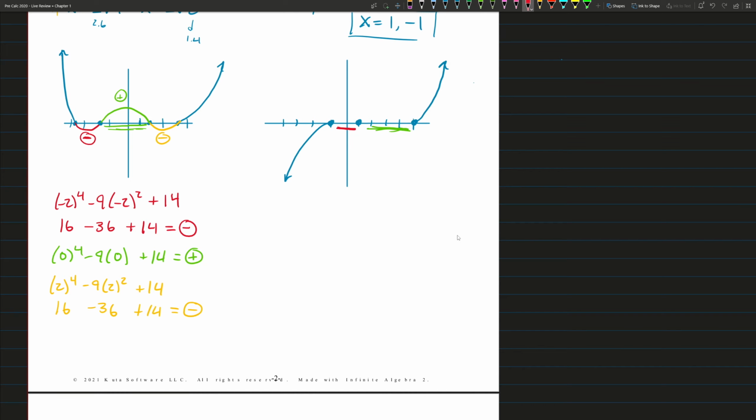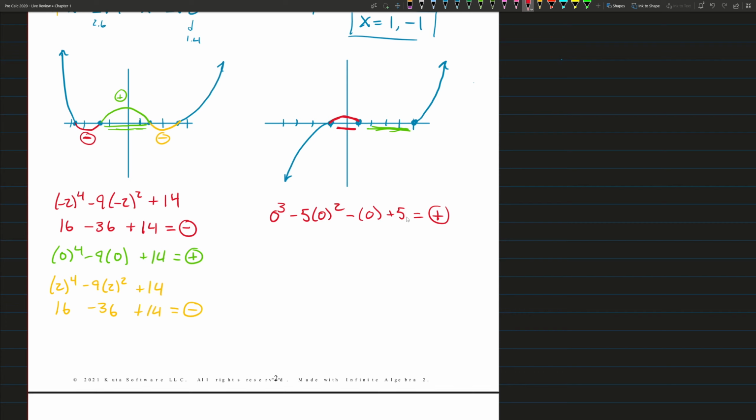So if we test in between in red, we can just test 0. So we get 0 cubed minus 5 times 0 squared minus 0 plus 5. And when you do that, you're just left with that positive 5, which is positive, right? So our graph between those two zeros is going to come up above the x-axis.